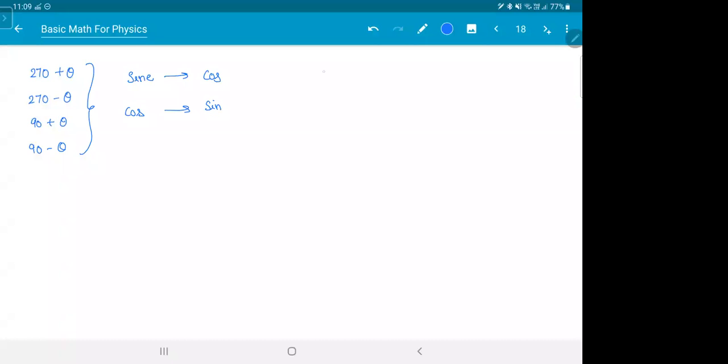Meaning, 120 degrees can be written as 90 plus 30. What this means exactly, I'll show you in the next page. But for now, understand you can write 120 as 90 plus 30. If you have 240, you can write it as 270 minus 30. If you have 210, you can write it as 270 minus 60.